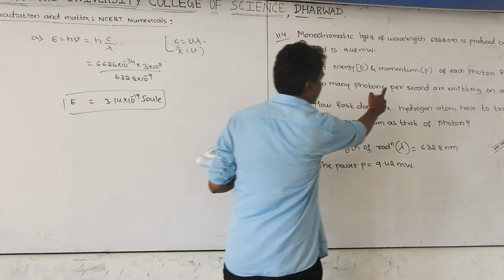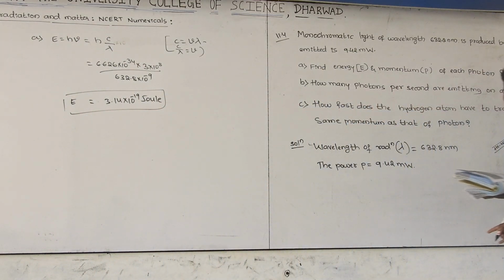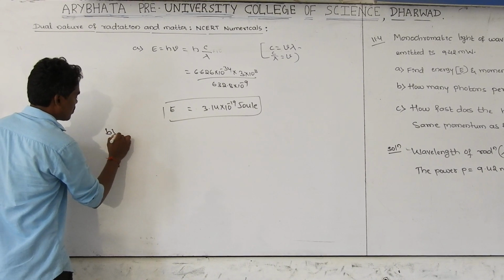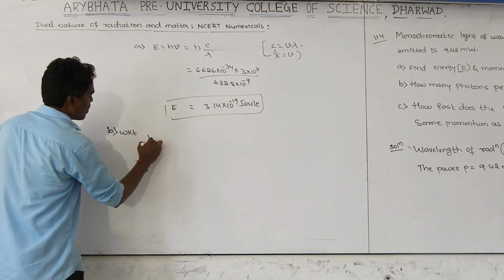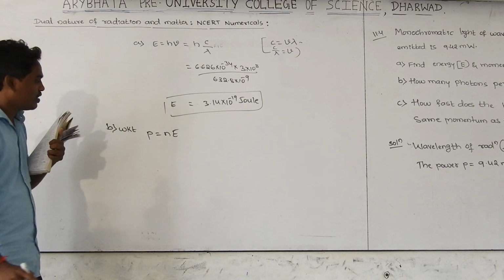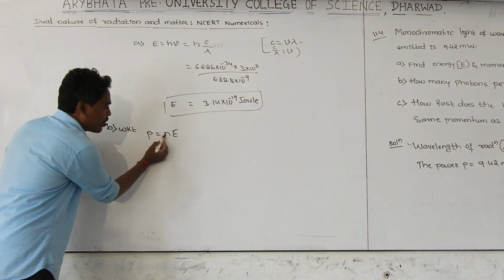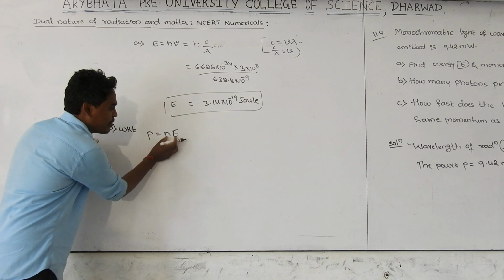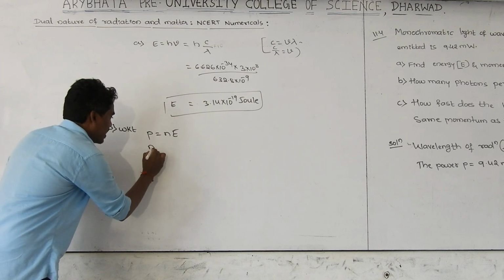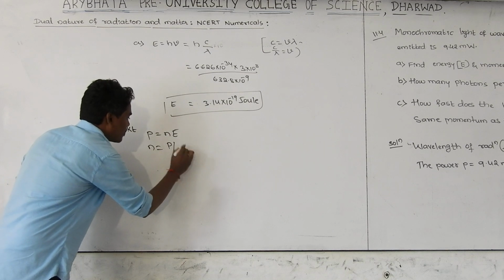How many photons per second emitting? Means in 1 second, how many photons are emitted by the laser? That one you have to find out. Second one, number of photons. We know the formula: power is equal to number of photons into energy of one radiation. If you multiply this, you are getting the power of that radiation. Here, N is equal to P divided by E.